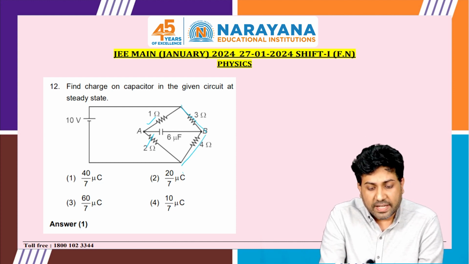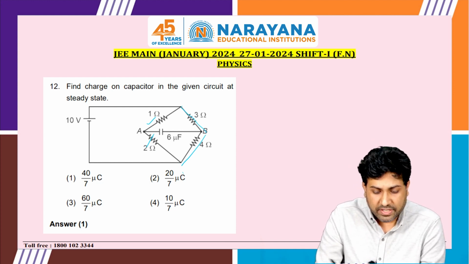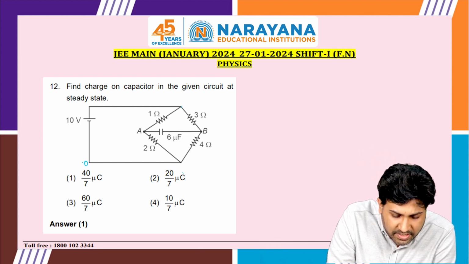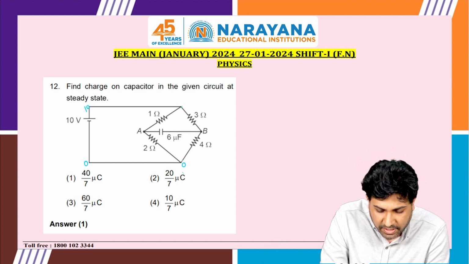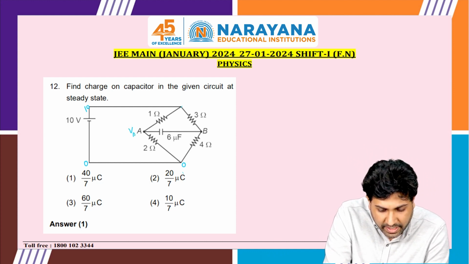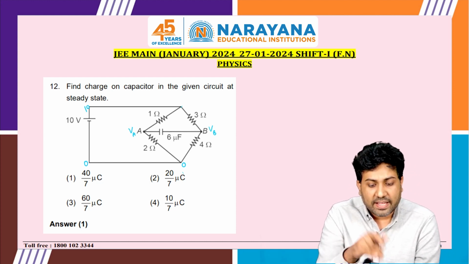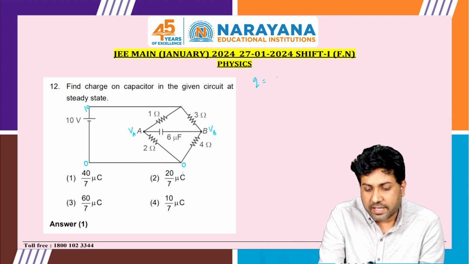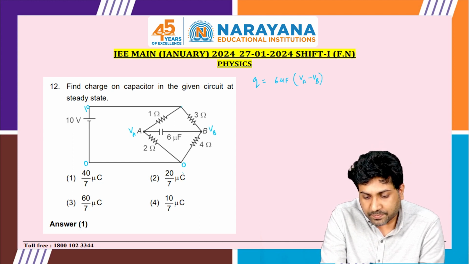Now, you also know that in series, the potential divides in the direct ratio of resistance. So let's assume that this side we have taken as 0 volt, then this side I can write as 10 volt, this side is 0 volt, and this side is VA, and this side is VB. I need to find VA minus VB so that I can find the charge on the capacitor, because the charge on the capacitor will be 6 microfarad multiplied by VA minus VB.